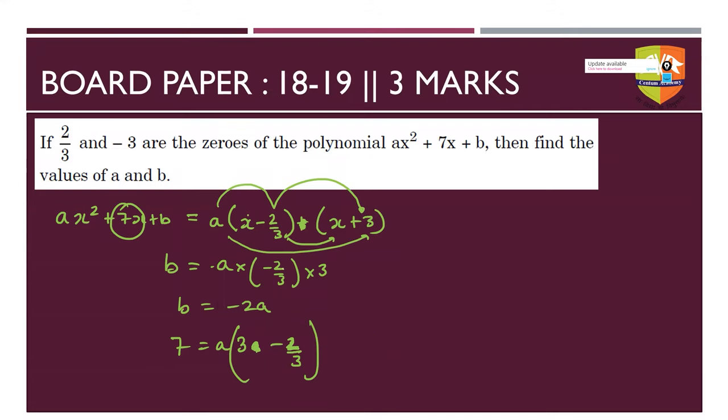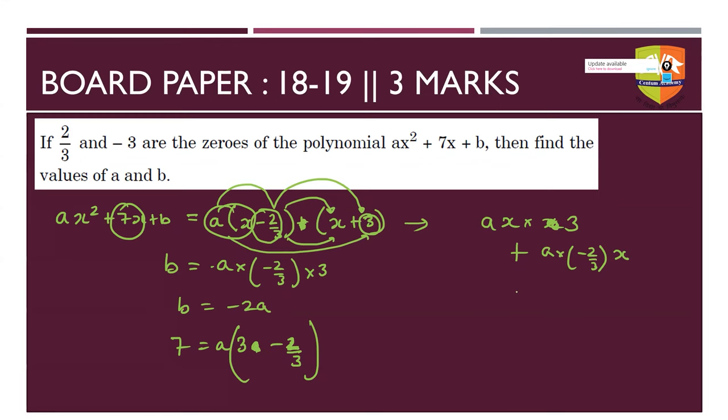I hope this is clear to you. Again, what I'm saying is if you expand this, the coefficients where x is there, so it will be ax into 3, this ax into 3 plus the other one is this minus 2 by 3 multiplied by this x, and then a is also there, so a into minus 2 by 3 x. These are the two x terms in the right hand side.